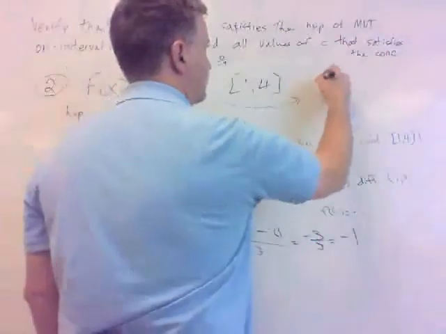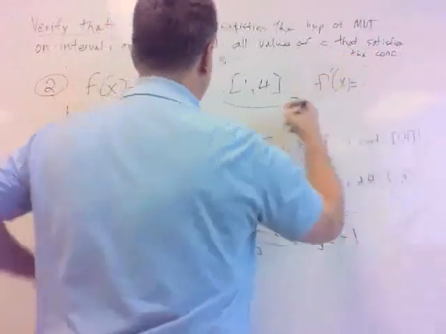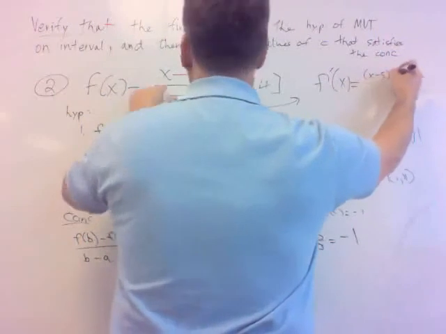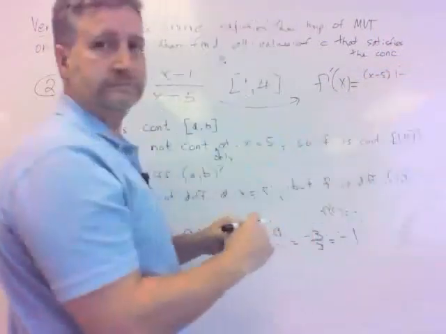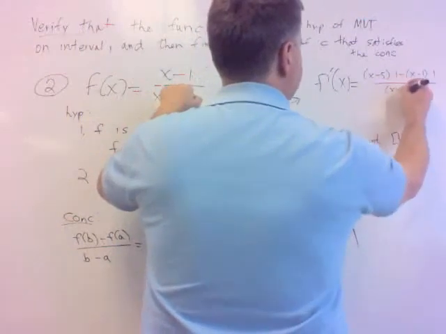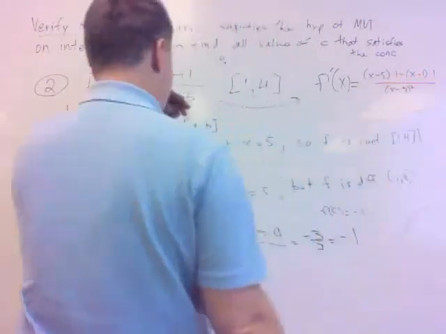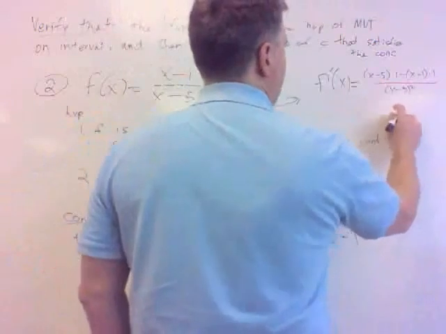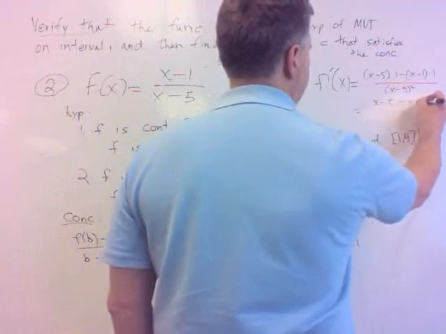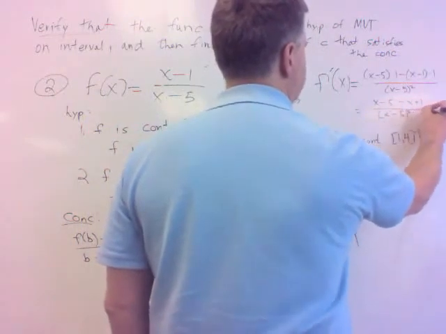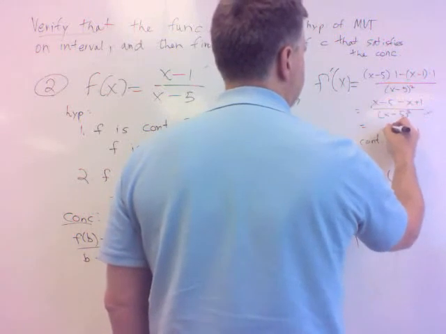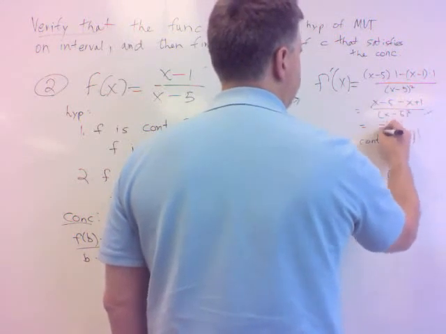So let's get the derivative here. Now that's a little bit more work on these. Okay, so it'd be quotient rule. Low d high minus high d low over low squared. But it works out pretty good here. It's just x minus 5 minus x plus 1 over x minus 5 squared. So the x's cancel, so that's just derivative negative 4 over x minus 5 squared.